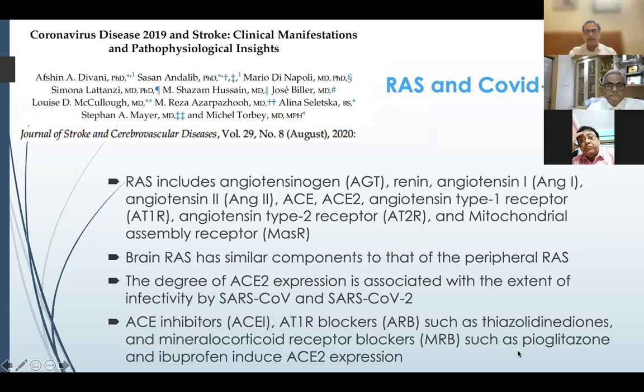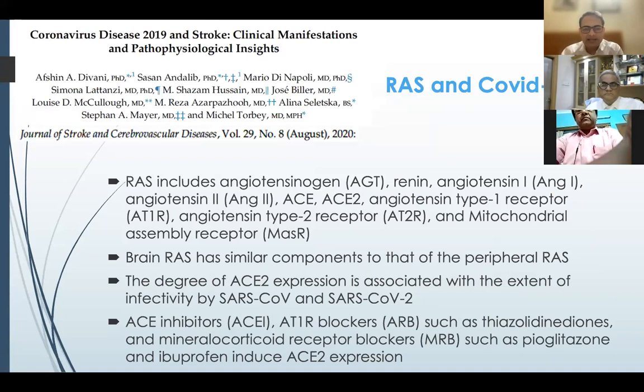Now, the renin-angiotensin system, COVID-19 and their interaction with the brain. We know that the renin-angiotensin system includes angiotensin 1, angiotensin 2, renin, ACE, ACE2, angiotensin receptors 1 and 2, and mitochondrial assembly receptors. So they all together make up this RAS. Now, brain RAS has similar components to that of peripheral RAS.